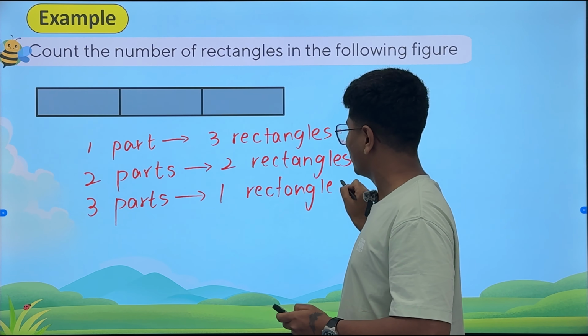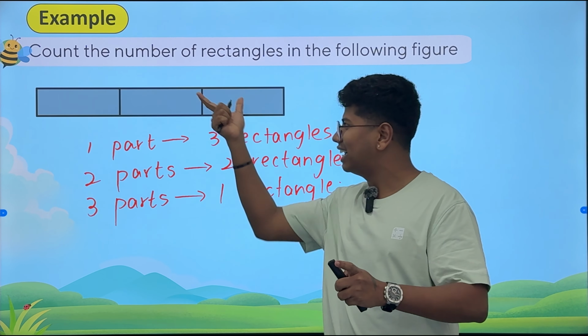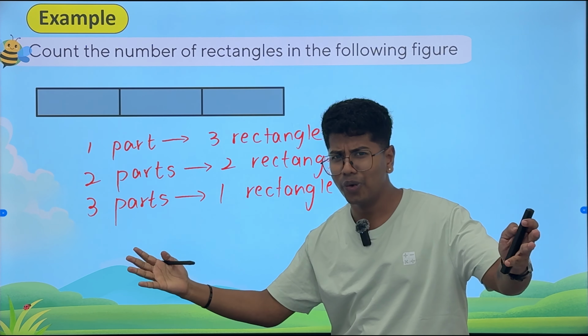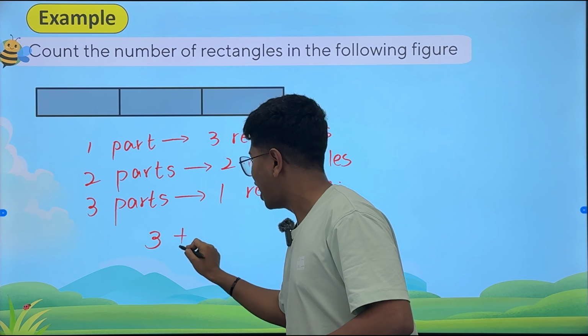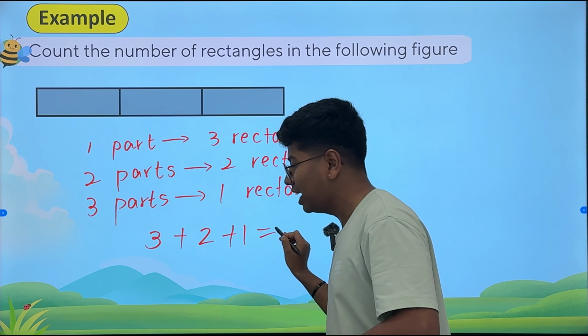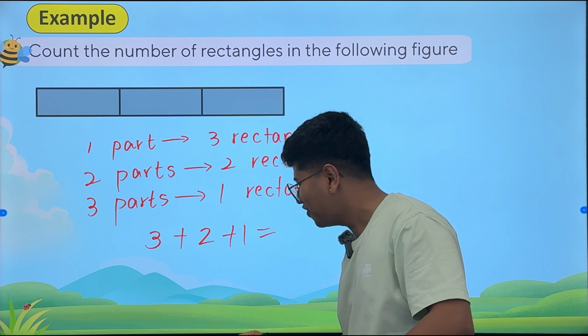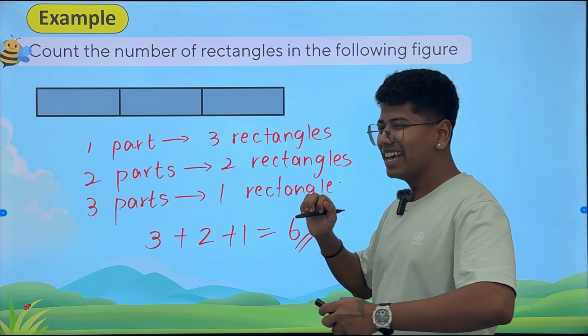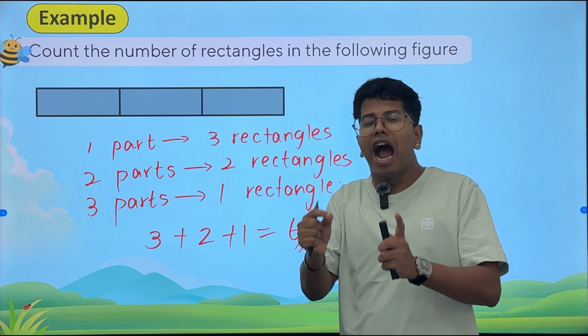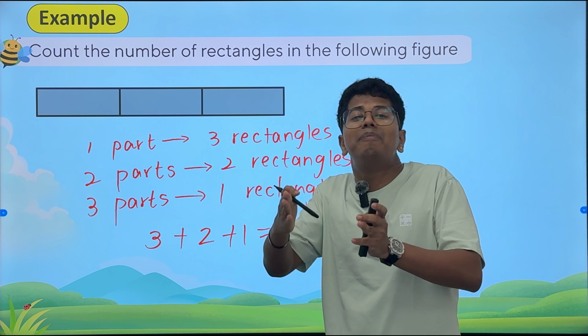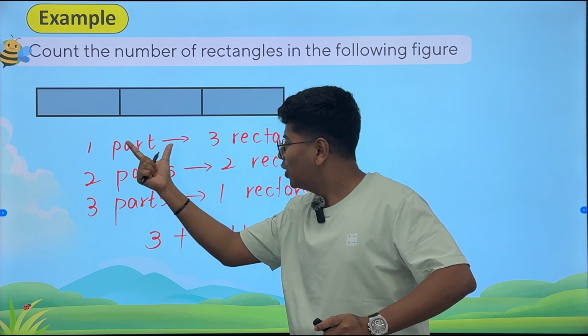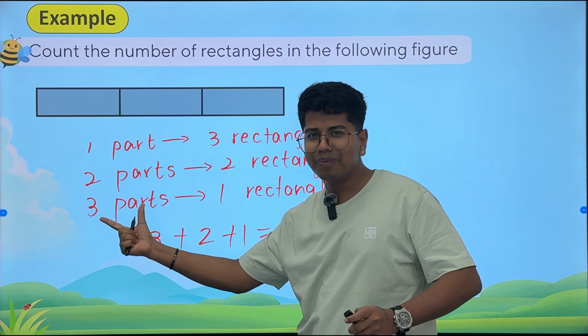So now if I want to count the total number of rectangles that are present here, what should I do? Perfect, just add them up. That is 3 plus 2 plus 1, which is perfect, 6. Very fast. This is just 6 rectangles. So in order to count the number of rectangles, we can do it step by step, like 1 part, 2 parts and 3 parts.